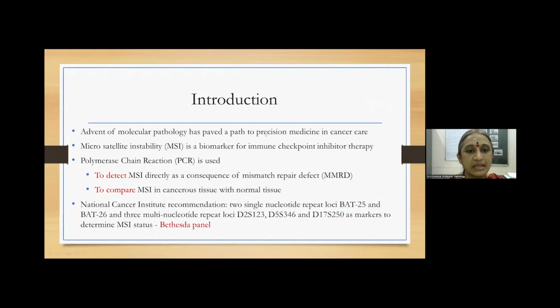and microsatellite instability is a very essential biomarker for the immune checkpoint inhibitor therapy. There are multiple modalities to identify the status of microsatellite instability, of which polymerase chain reaction is used to detect both the microsatellite instability status directly as a consequence of mismatch repair defect, and also to compare the status in cancerous tissue in comparison with the normal tissue. It is rather a surrogate marker for the mismatch repair defect.